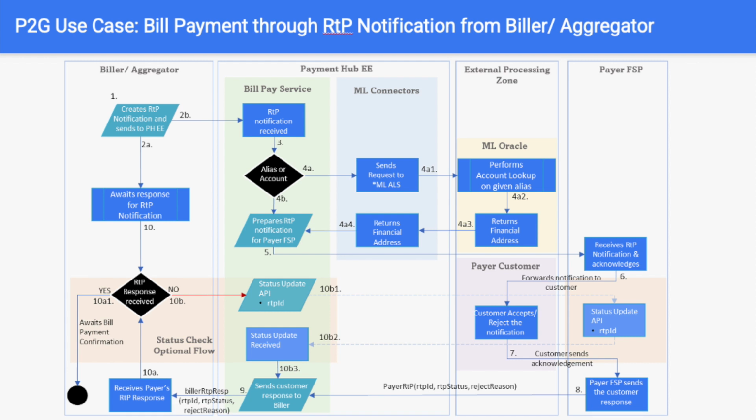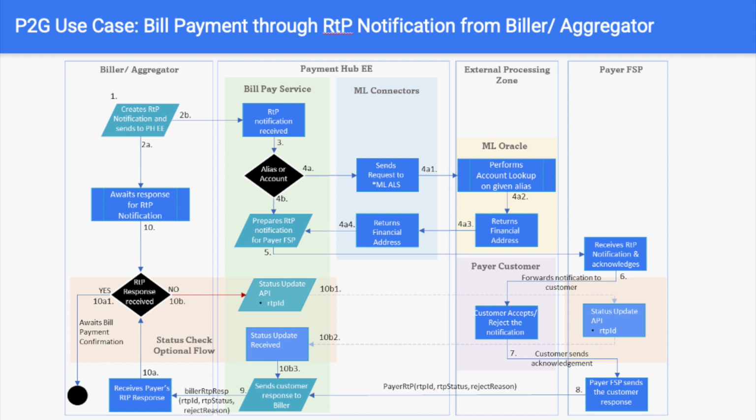So for this scenario, we again have two options. This RTP could be sent either directly to the payer's account by entering their account information, or it could be sent via an alias. Now, what happens is it initiates the request and sends it to the payment hub. Bill pay service receives that notification from RTP. It checks whether it is through alias or an account.